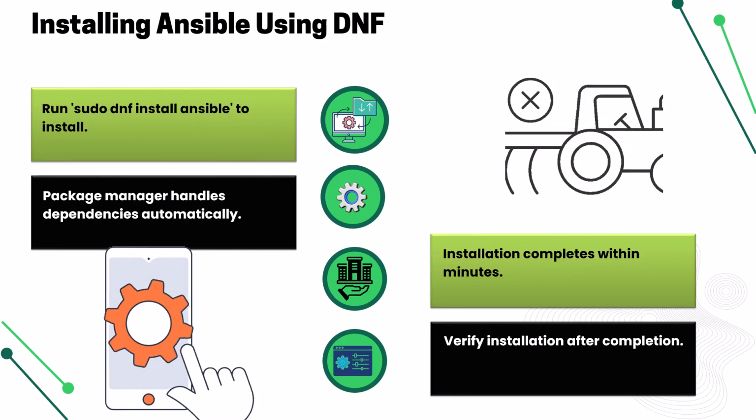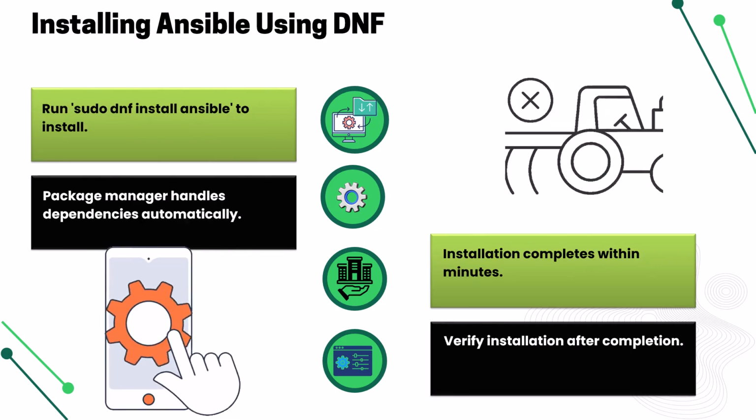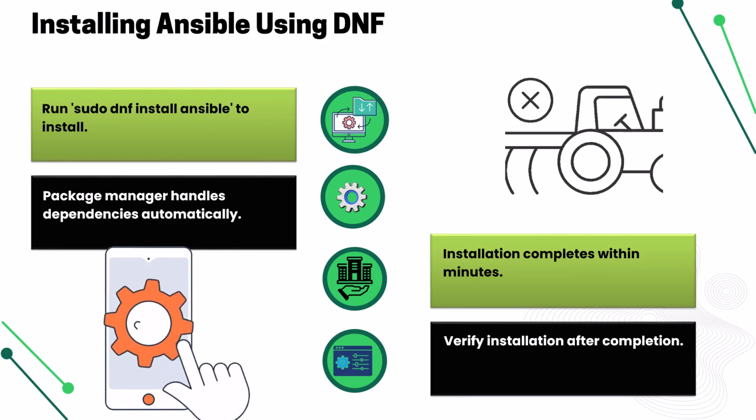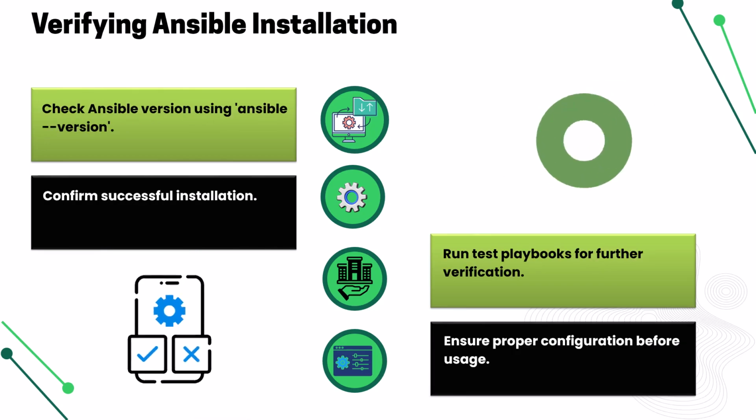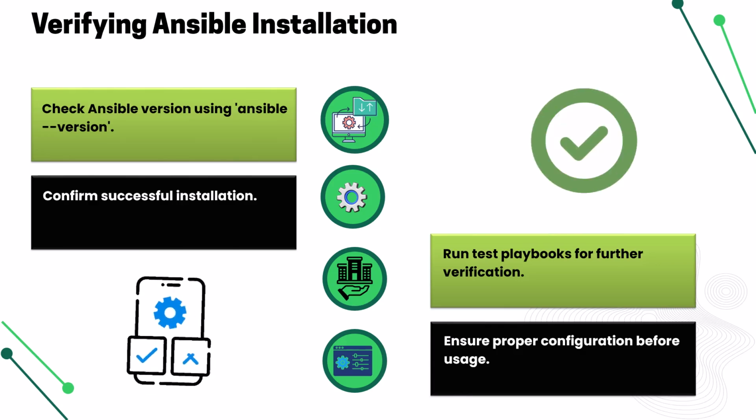Here comes the exciting part, actually installing Ansible. With just one command, your system will fetch and set up everything. Imagine downloading a new app, clicking install, and watching the magic happen. Let's get Ansible up and running. Congratulations, you've installed Ansible. But let's do a final check, because there's nothing worse than thinking everything works only to hit errors later. Running ansible --version ensures it's properly set up. Ready to automate. Let's verify and celebrate.